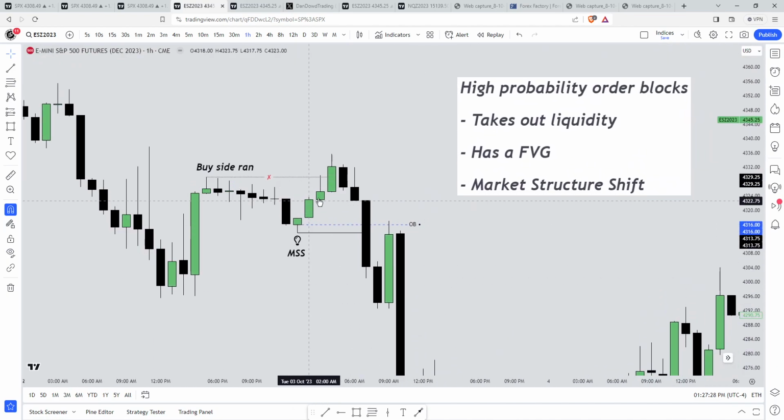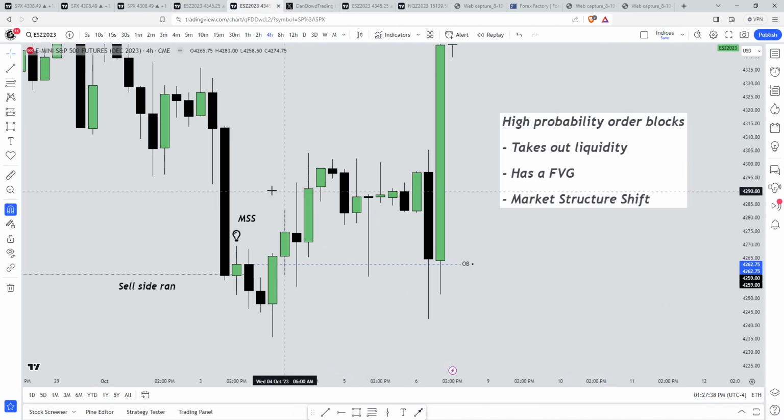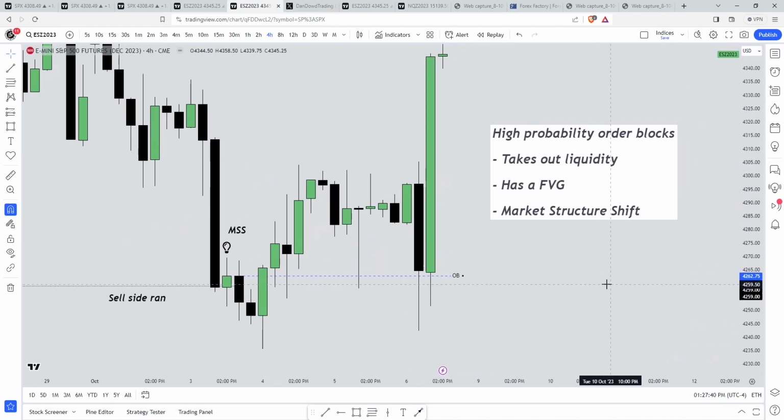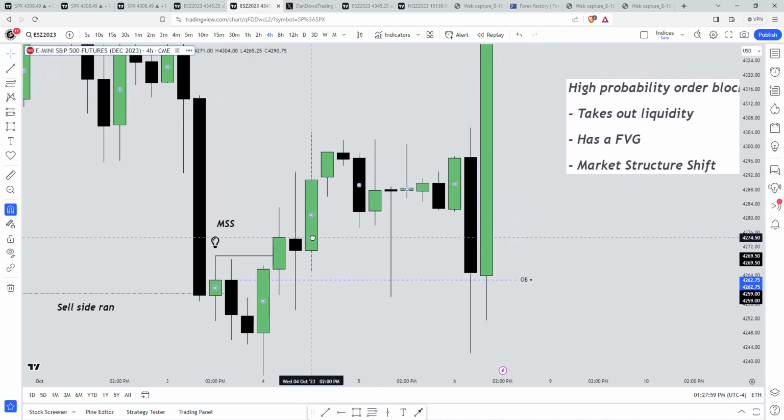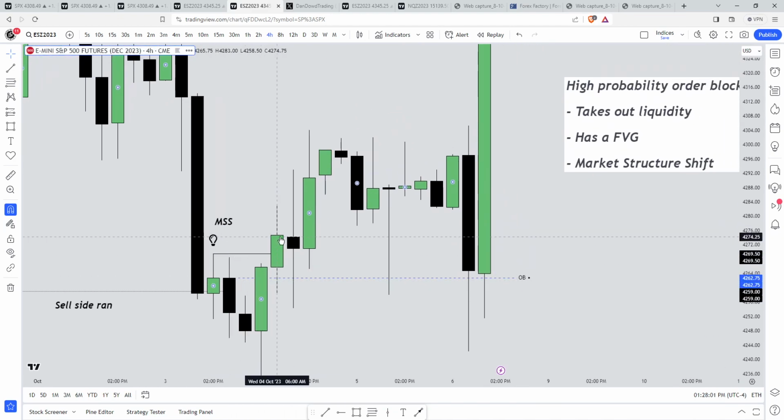This is a high probability order block because it took out liquidity, it had a bearish fair value gap, and it created a market structure shift, and this was all in a bearish environment. Now let's move on to a bullish example. Same exact thing. High probability order block, takes out liquidity, has a fair value gap, and creates a market structure shift. Here it takes out a daily sell side liquidity. It also created a market structure shift, which we do have right here, takes out that old high.